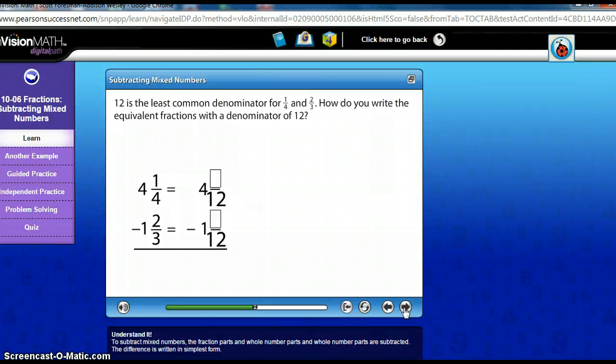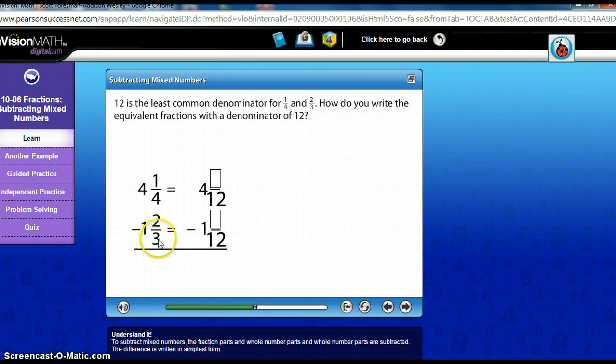How do you write the equivalent fractions with a denominator of 12? So 4 1/4 is going to become what new fraction? Grant Rose, what is it going to become? 4 1/4. What are we changing it to? Yes, 4 3/12. So you took 4 times 3 to get 12. So 1 times 3 gives you 3.